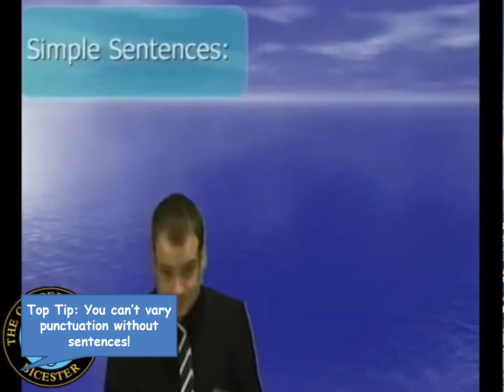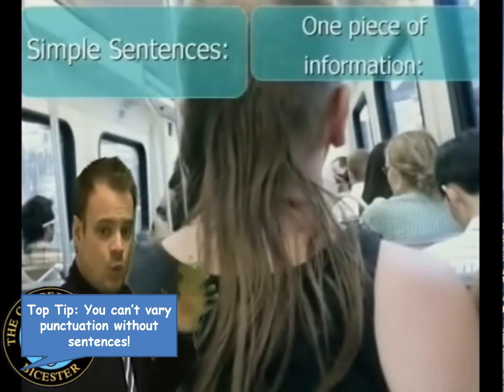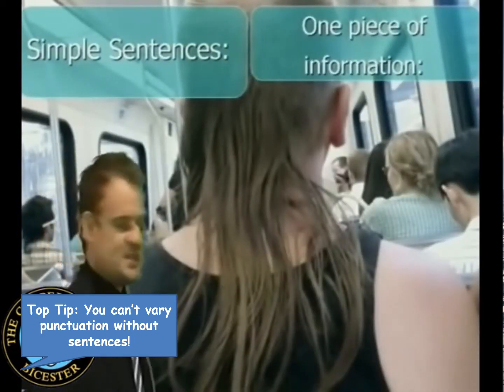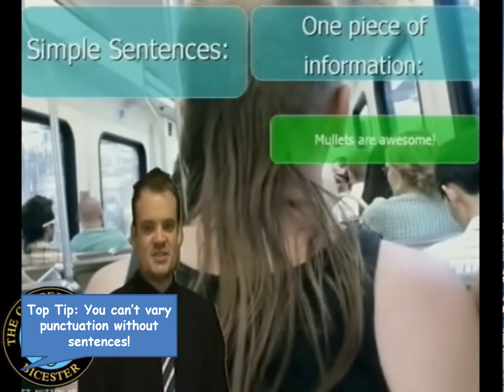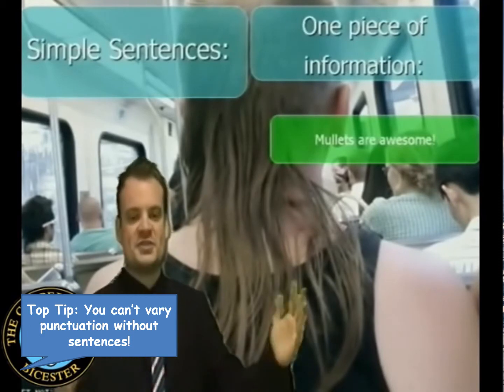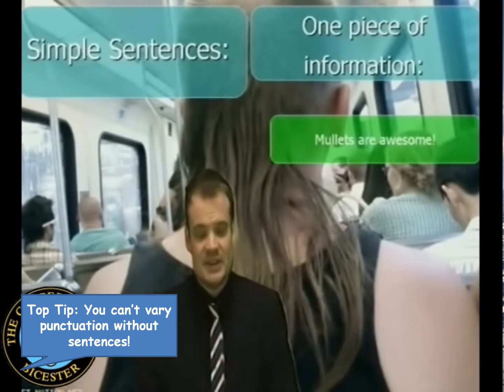Start at the very beginning. Simple sentences. Easy, easy money. Here we go. 1 piece of information, and this is obviously 1 piece of information about the mullet. So, 1 piece of information, simple sentence: mullets are awesome. There we go, exclamation mark, capital letter at the beginning. That is a perfectly constructed sentence.